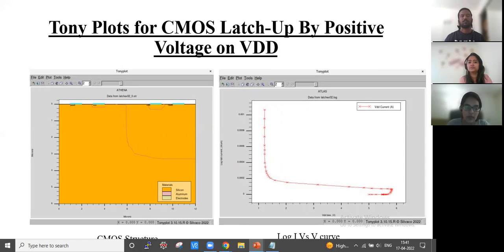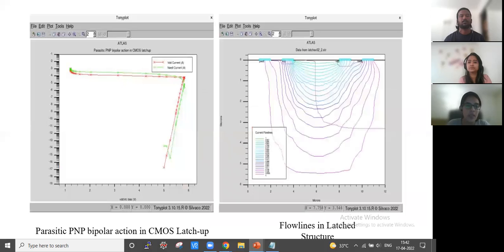When triggered into its conducting state as a result of excitation applied on the gates, the SCR is said to be latched. On the right hand side of the figure, we can see the current to voltage transfer characteristics. In order to bring the device out of its conductive state, either the voltage applied across the SCR must be reduced, or we can reduce the current below its holding current. The left hand side curve represents the parasitic PNP bipolar action in CMOS latch-up, and on the right hand side we can see the flow lines in the latch structure.